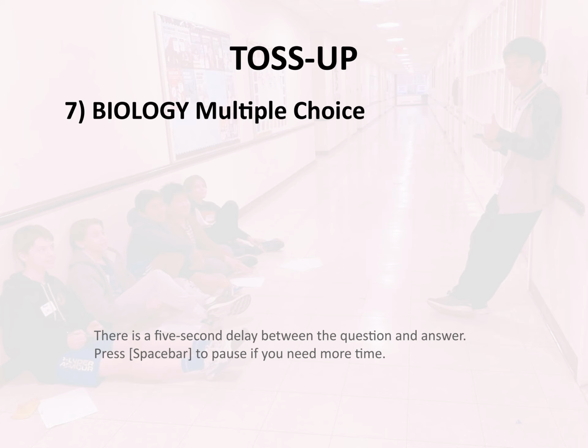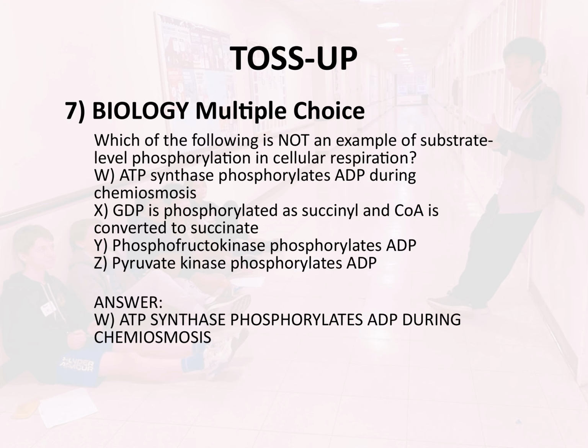Y. Phosphofructokinase phosphorylates ADP. Z. Pyruvate kinase phosphorylates ADP. Answer. W. ATP synthase phosphorylates ADP during chemiosmosis.